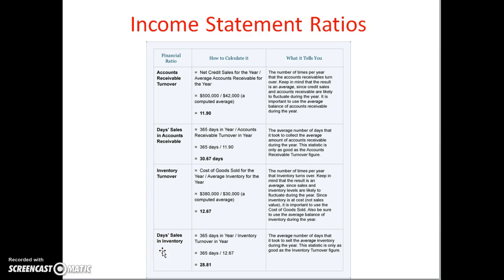Next, days sales in inventory equals 365 days in a year divided by inventory turnover in a year. In this case, we have 28.81. That's the average number of days that it took to sell the average inventory during the year. This statistic is only as good as the inventory turnover figure.